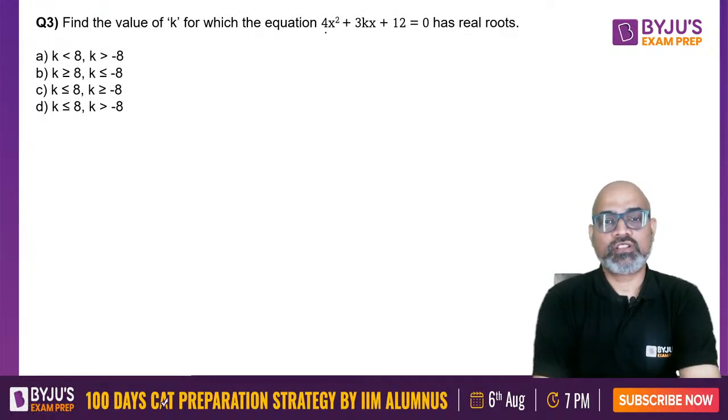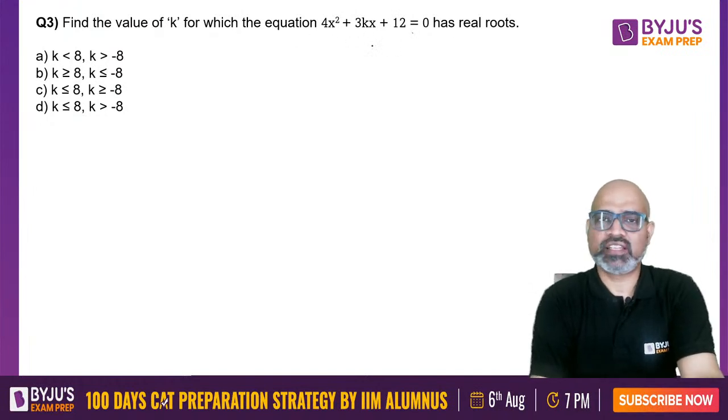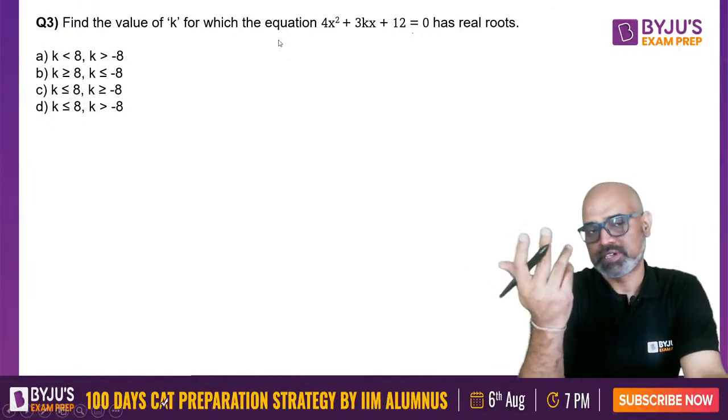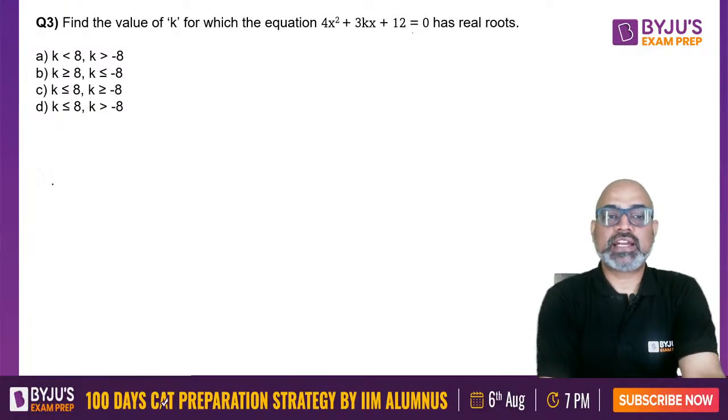So first of all, what we can do is, can we eliminate anything? No. 4 and 3, they are co-prime, so you can't take 4 outside or 3 outside. It won't work, right? But if you look at the options, then you can think in one way or the other, right?